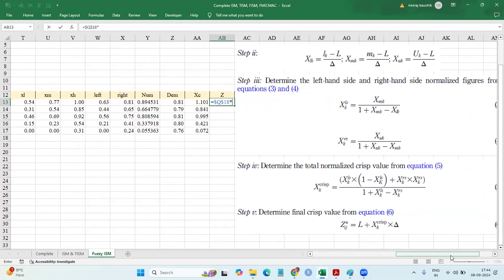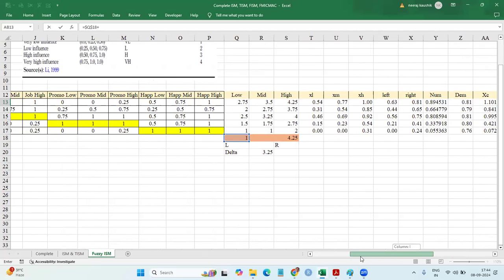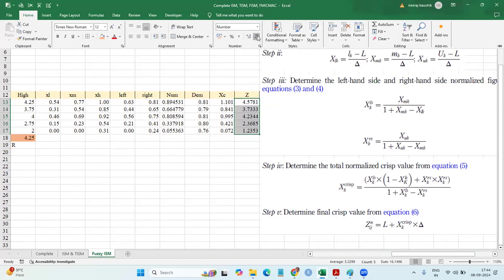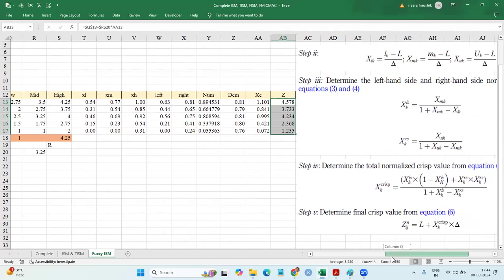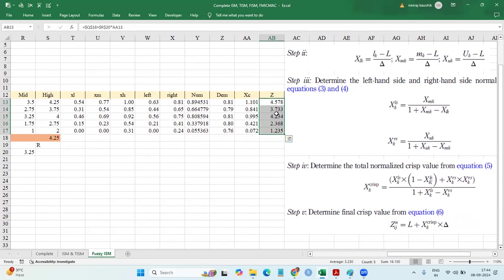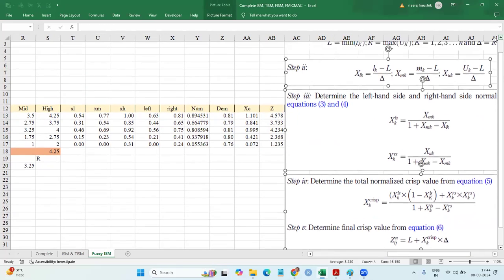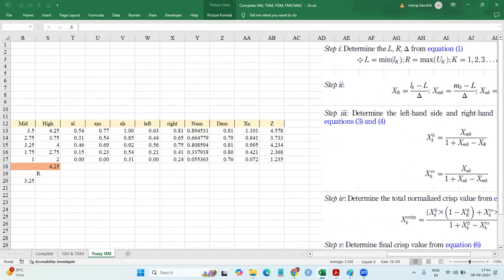L plus delta. Delta is again common for all, into the crisp value. This becomes my driving power. Sir, actually the formula is L plus delta into X crisp. I have used the X crisp into this. So okay, this becomes my computation for the fuzzy for the rows I have done.